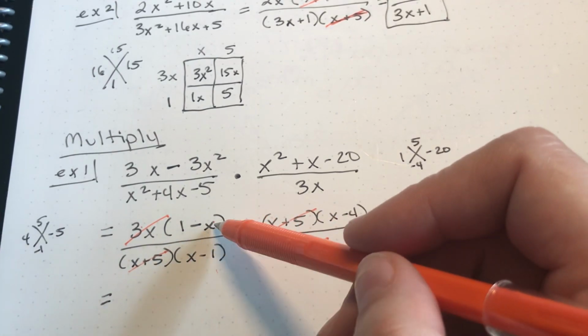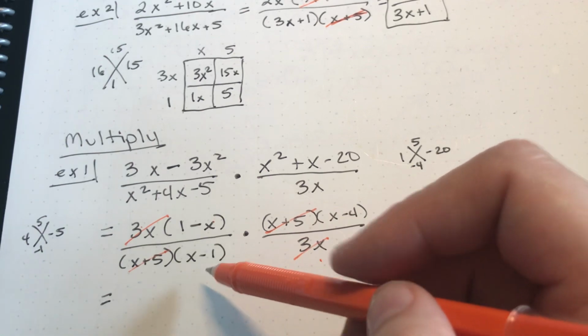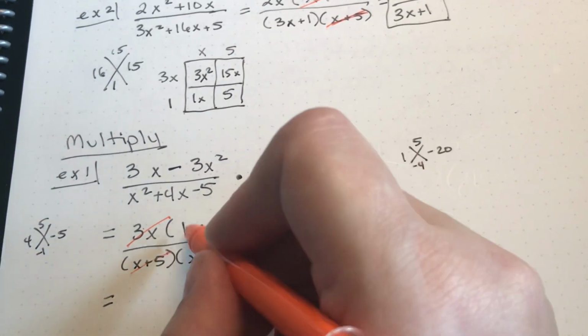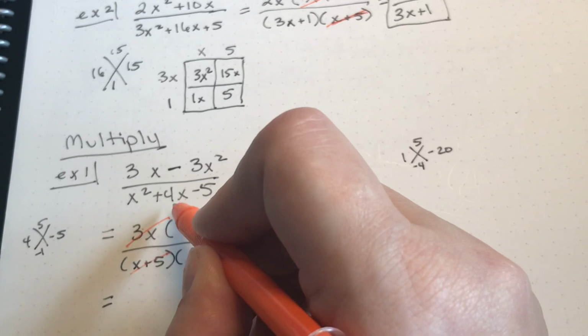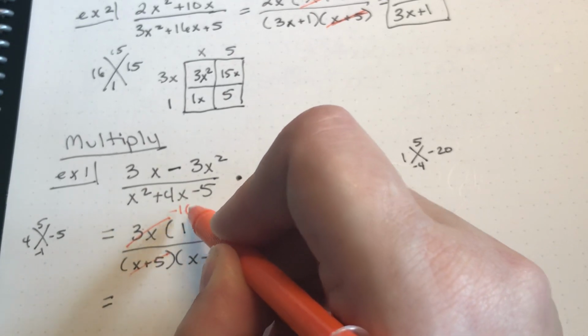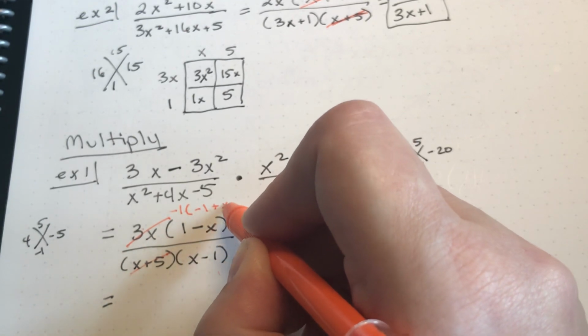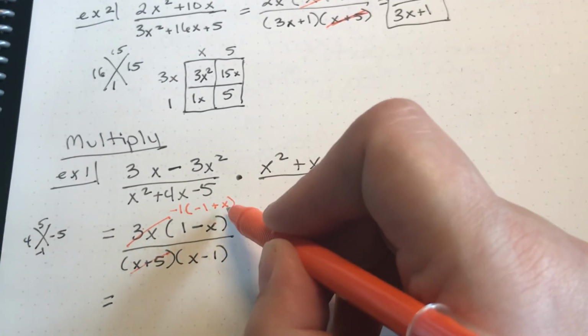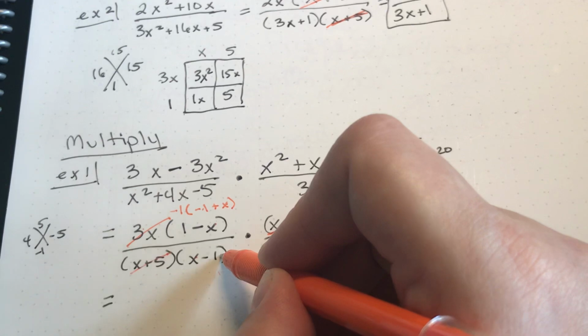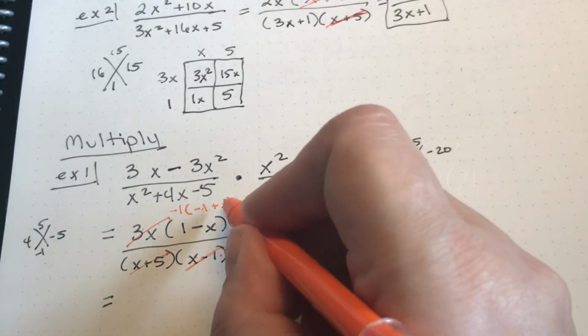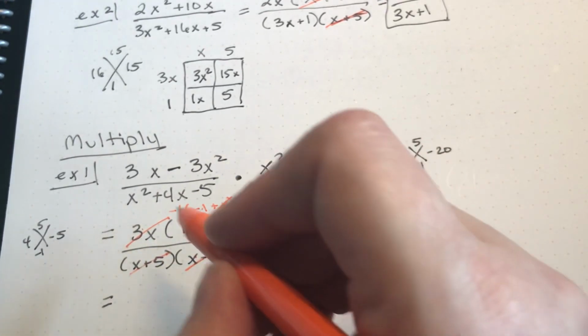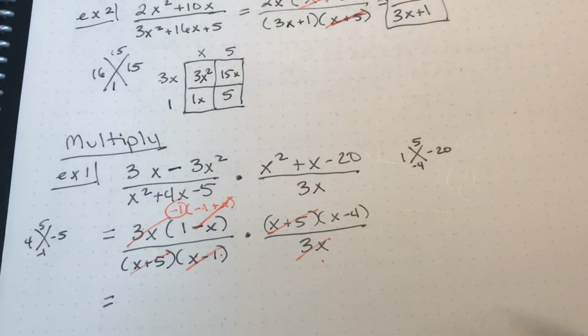These do not quite match, but if I factor out a negative 1 here, this would be negative 1 times negative 1 plus x, which then, can you see this is the same, positive x and negative 1. So now I can cross those out, but I'm left with this negative 1.